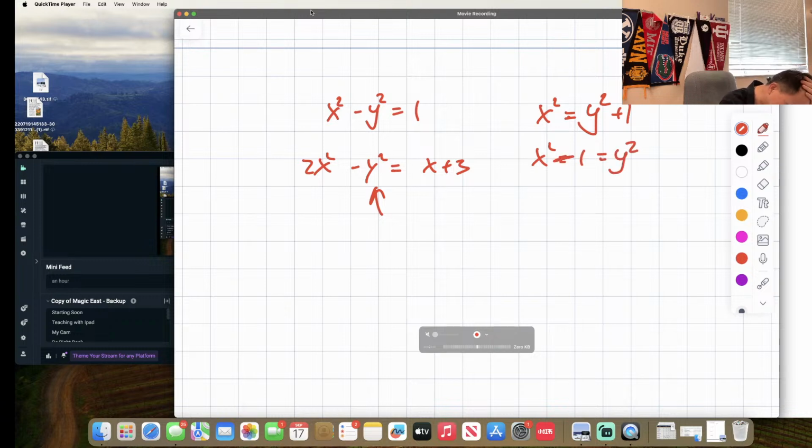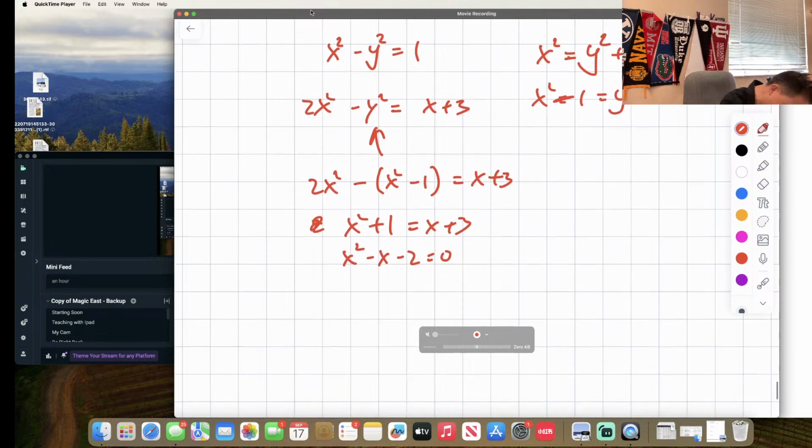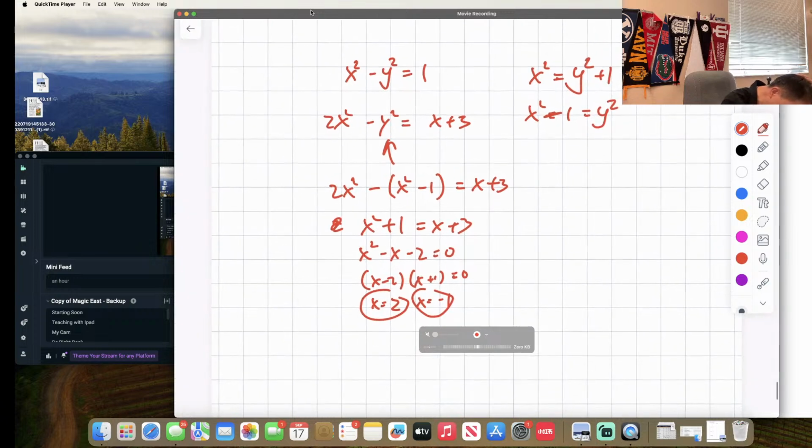Is that okay? So it'll be 2x squared minus x squared minus 1 equal to x plus 3. So it'll be x squared plus 1 equal to x plus 3. X squared minus x minus 2 equal to 0. X minus 2 and x plus 1 equal to 0. X equal to 2, x equal to negative 1. I can plug it back in.